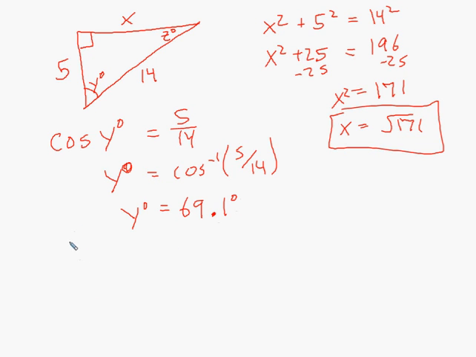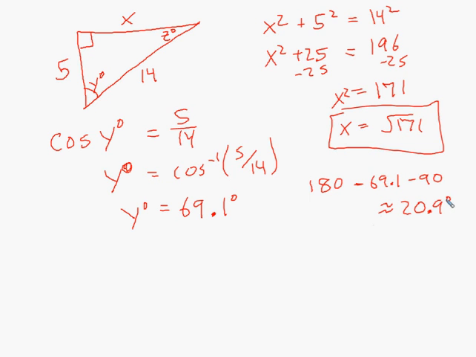Alright, and set up finding z. Typically we would avoid using this calculation, but we could do it, because we know we have to have 180 degrees. That's a must. We could do 180 minus 69.1 minus 90. And to get our answer, what do we get? 20.9.